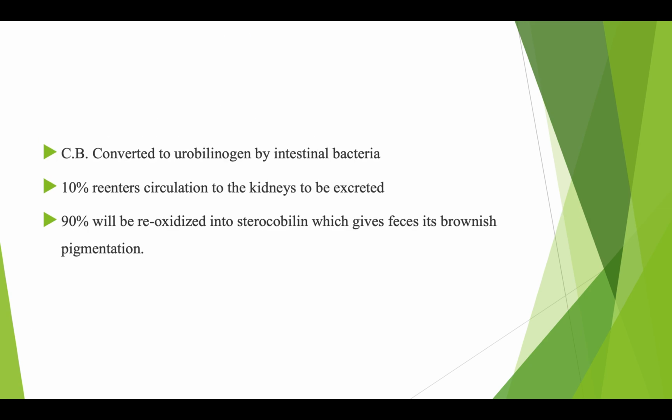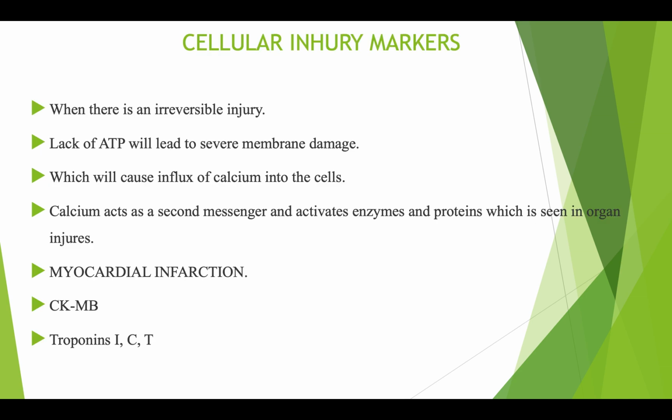And then someone also asked me about the importance of inflammatory markers, for example, AST and ALT. So I just want to talk about that briefly. In cellular injury, we have reversible and irreversible injury. I'll talk about reversible injury in another video. In irreversible injury, lack of ATP will lead to severe membrane damage, which will cause influx of calcium into the cells.